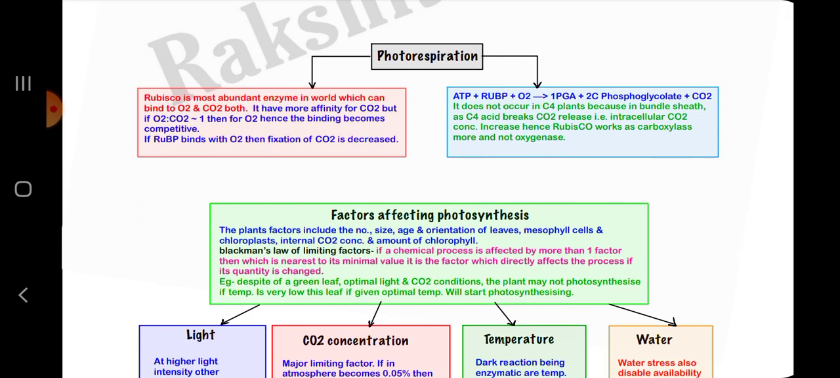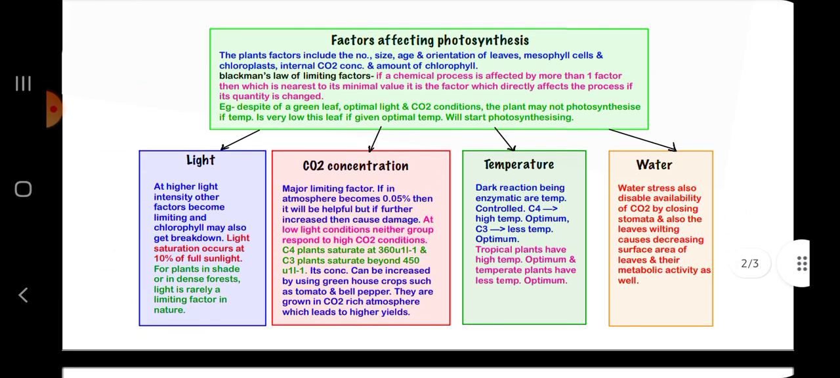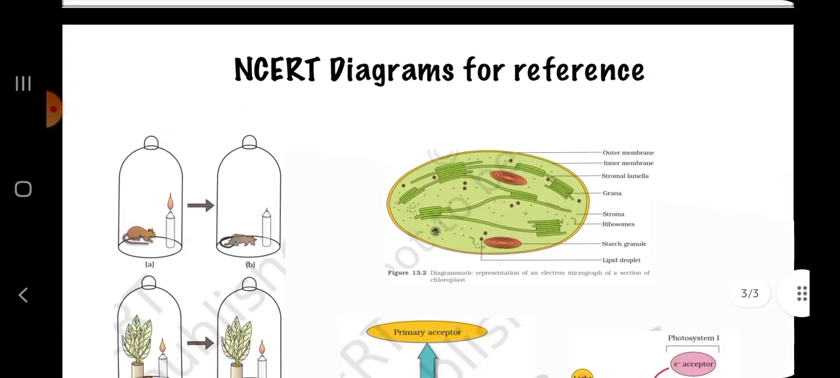Photorespiration: rubisco is the most abundant enzyme. It has more affinity for CO2, but if O2 is more than CO2, then it binds to O2, hence the binding becomes competitive. Factors affecting photosynthesis: light, CO2 concentration, temperature, and water.